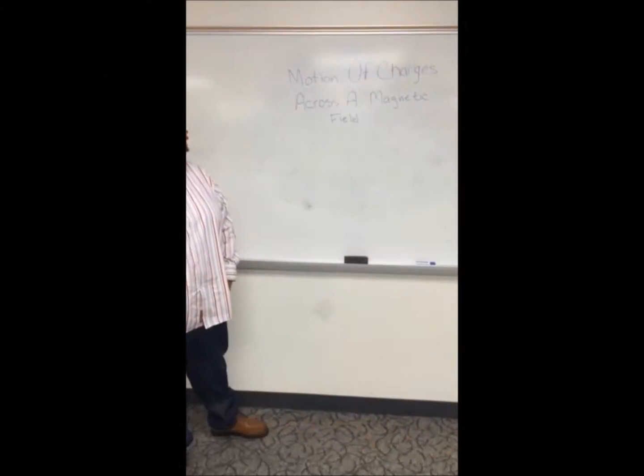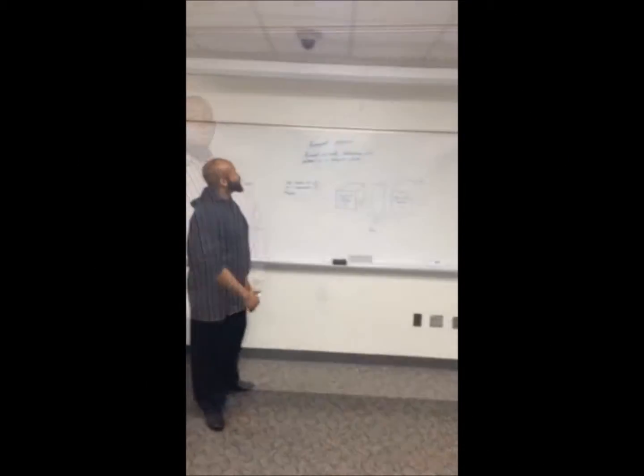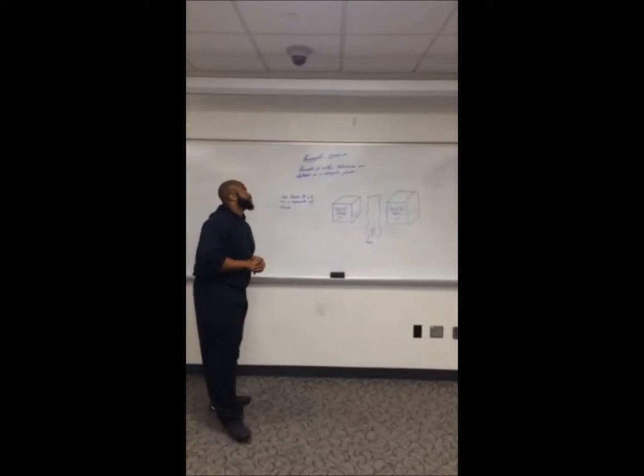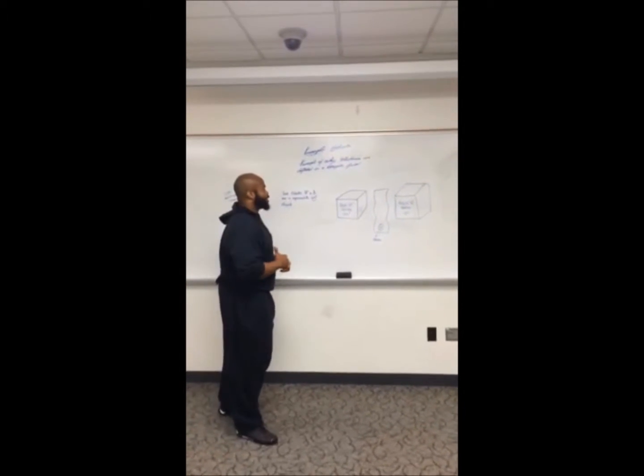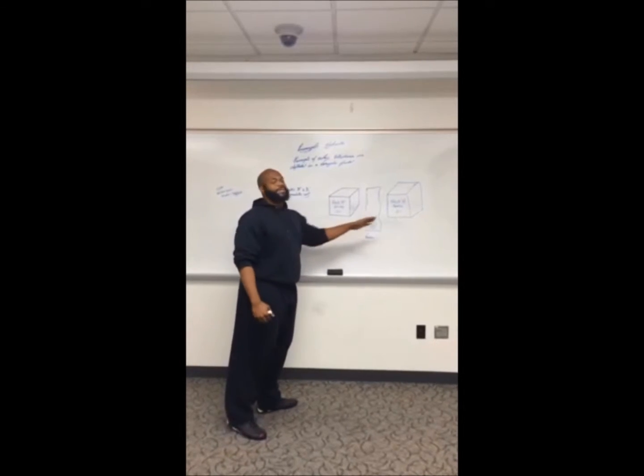Talking about the motion of charges across a magnetic field. All right, in this example, we're going to explain the principle of why electrons are deflected in the magnetic field. In this example, we have block A and block B.